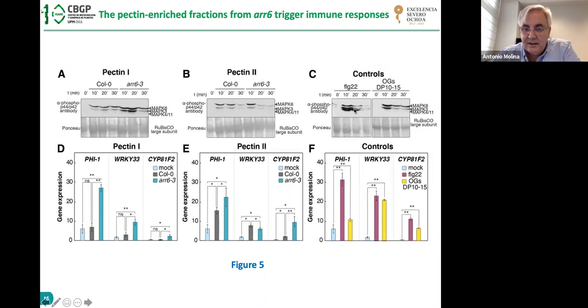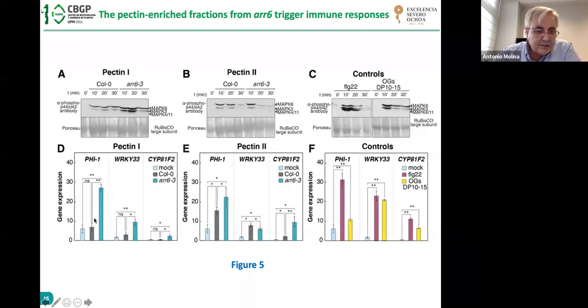On the right part, you have the controls with flagellin and with the OGs, with a degree of polymerization between 10 and 15, that also activate the phosphorylation of the same kinase, MAP kinase, as the cell wall fraction, the pectin cell wall fraction from the mutant.